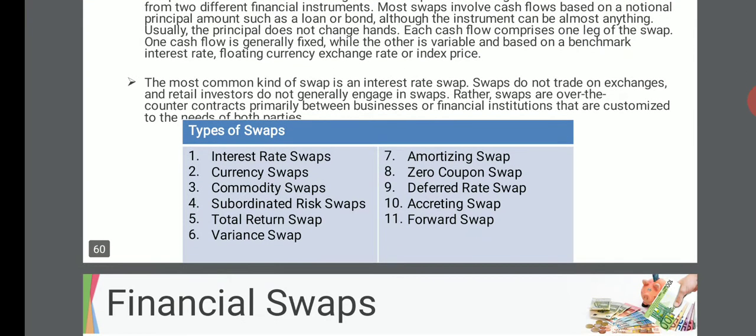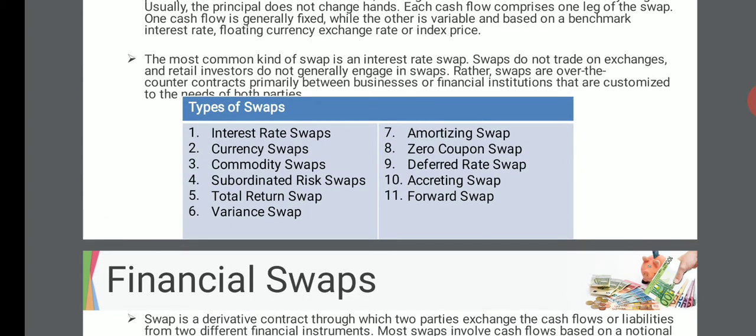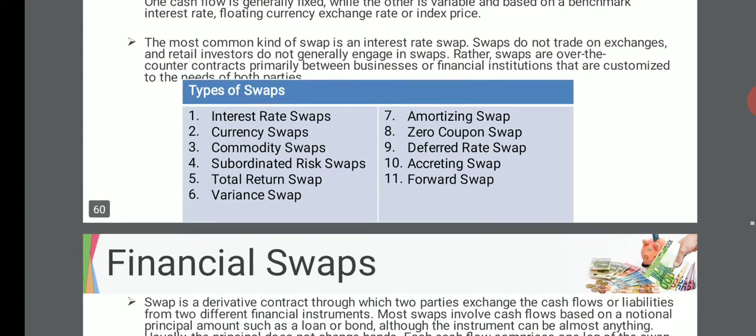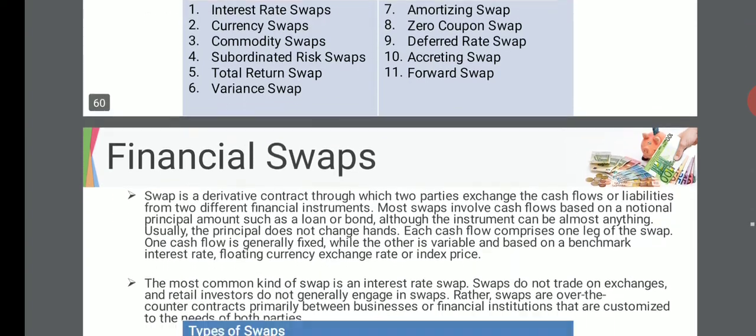Now, how many kinds of swap are there? Interest rate swap, currency swaps, commodity swaps. These three are the main kinds of swap we have, on the basis of the underlying. For interest rate swap, the underlying is interest rate. For currency swap, the underlying is currencies. For commodity swaps, the underlying is commodity. Then subordinated risk swap, total return swap, variance swap, amortizing swap, zero coupon swap, deferred rate swap, accreting swap, and forward swap. We'll discuss all these swaps in the coming slides.